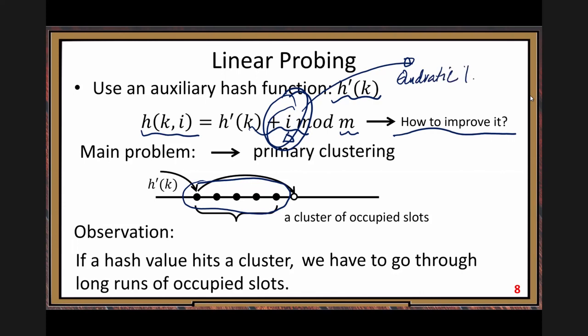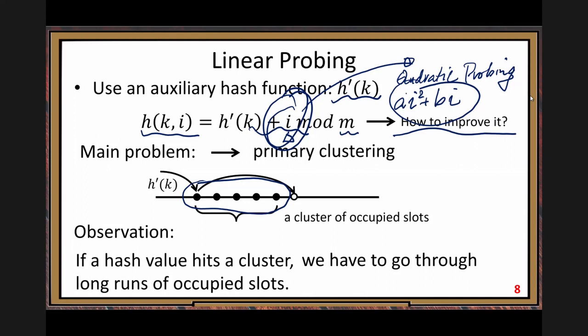We use quadratic probing. So we define a quadratic function there, for example, ai squared plus bi. That's a quadratic function. If we define a quadratic function, then you can see when we have a collision, for the next available slot, we use this function.